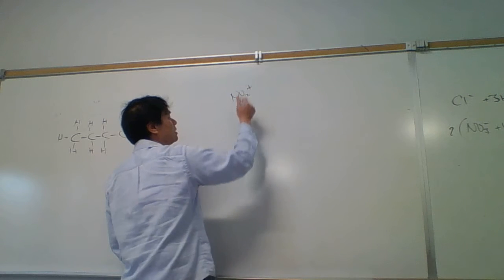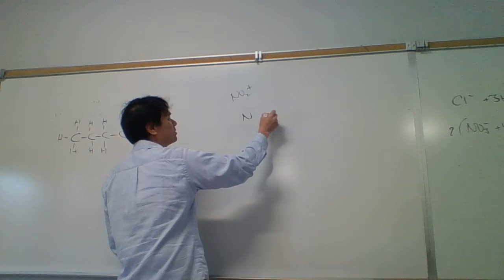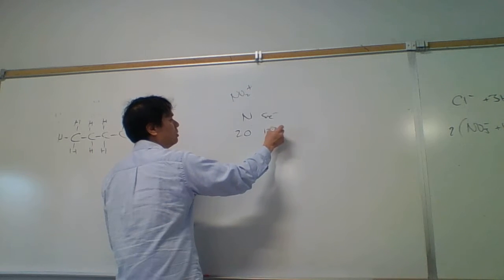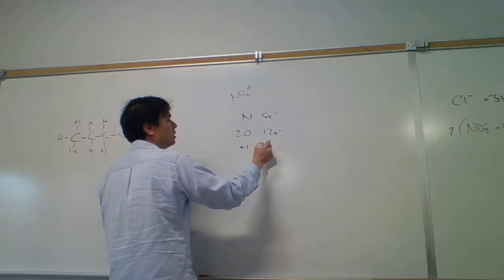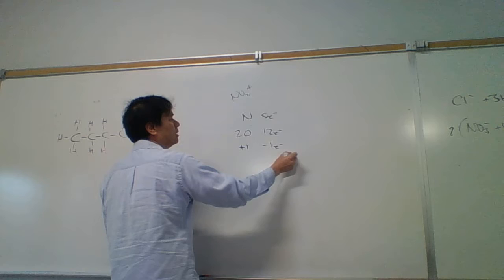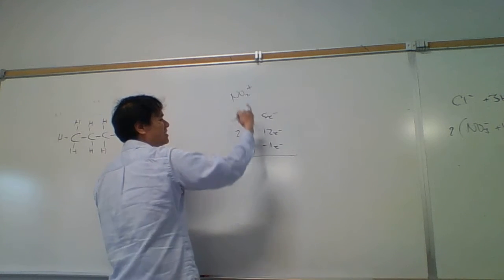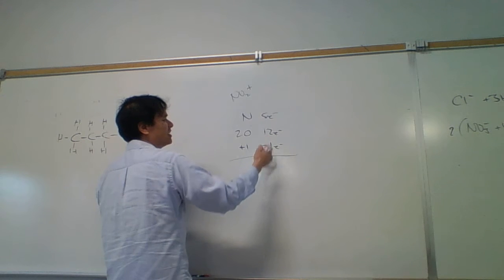So NO2 plus, we have nitrogen with 5 electrons, 2 oxygens with 6 each, so that gives us 12 electrons, total 17, and a plus 1 charge, which means take away 1 electron. So NO2 plus is going to have 16 electrons.